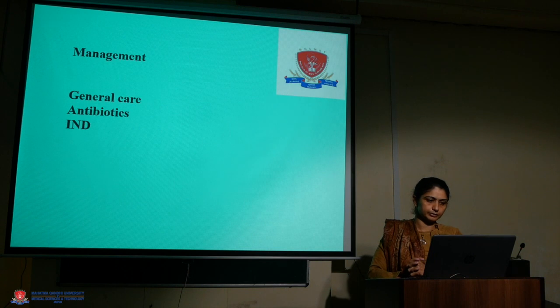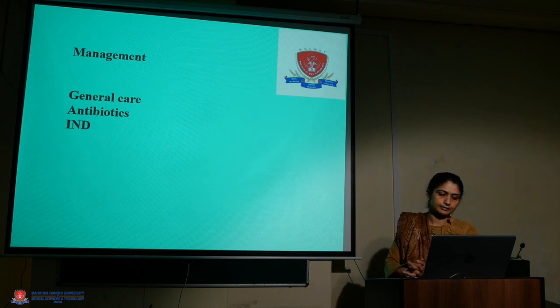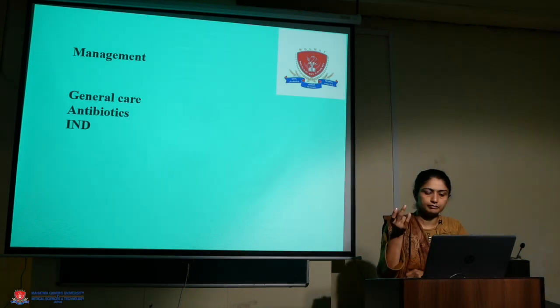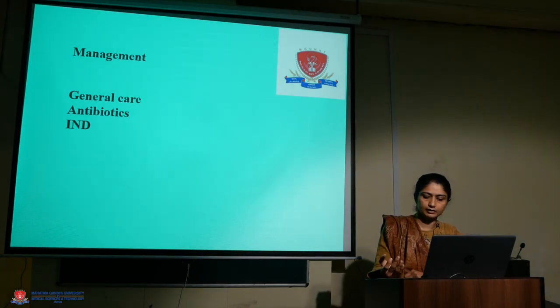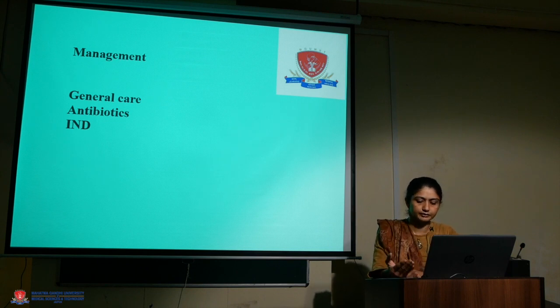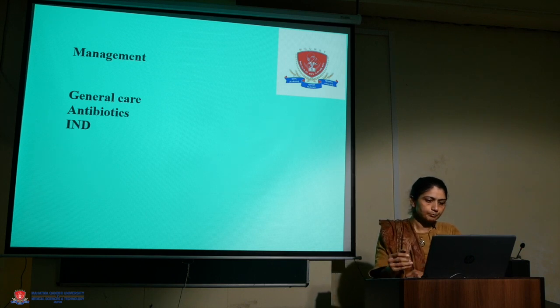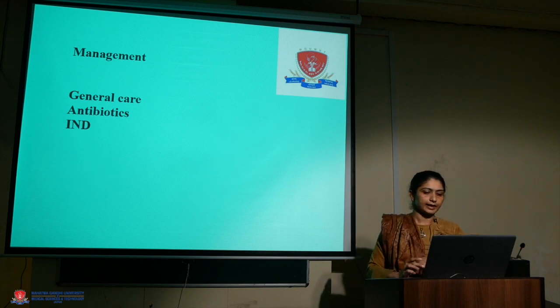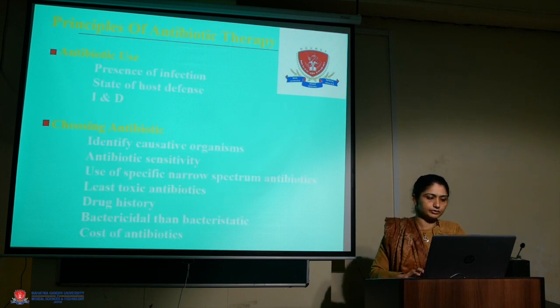Then we come to the management part of the facial space infection. First is the general care. Whichever patient has an infection, the patient may be pyretic, having fever, or will be dehydrated. Many will be in pain, having swelling. So we will take care of all these things. We will hydrate the patient, and give the patient antipyretics and analgesics. And the second thing will be specific to the infection. We will give antibiotics, and finally the incision and drainage of the lesion.